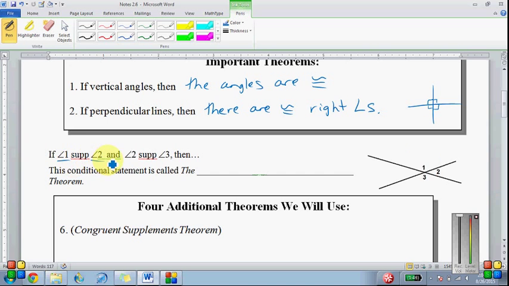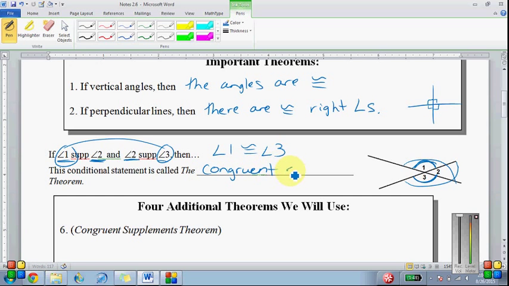Next we've got this right here. So if angle 1 is supplementary to angle 2, just like it is in this diagram over here, and angle 2 is supplementary to angle 3, like it is in this diagram over here, then we might be tempted to say that angle 1 is supplementary to angle 3, because that's kind of like the transitive property. 1 is supplementary to 2, 2 is supplementary to 3, so 1 is supplementary to 3. But if we look at this diagram, if we look at angle 1 and angle 3, those are actually vertical angles. Those are congruent to each other, not supplementary to each other. So if 1 and 3 are both supplementary to 2, then angle 1 is actually congruent to angle 3. So this conditional statement is called the congruent supplements theorem.